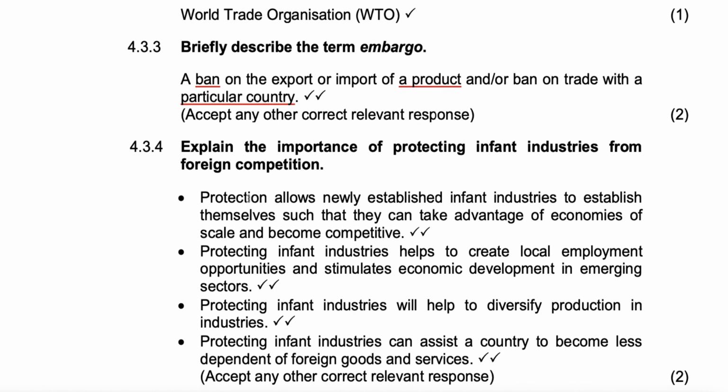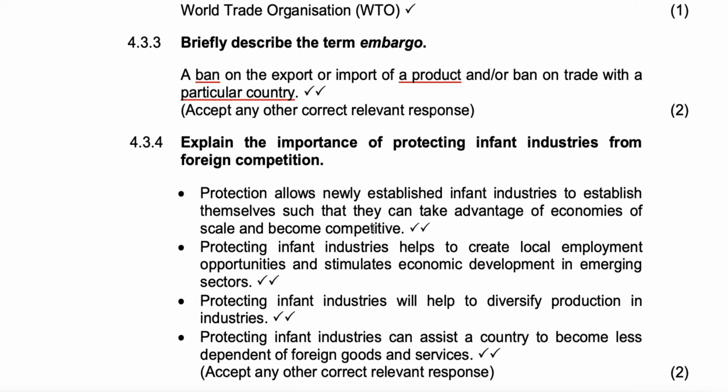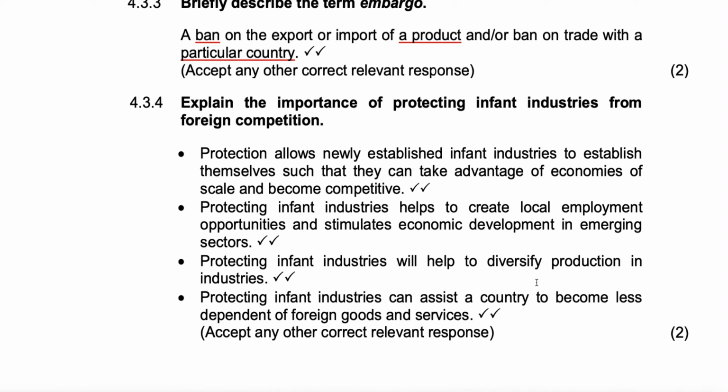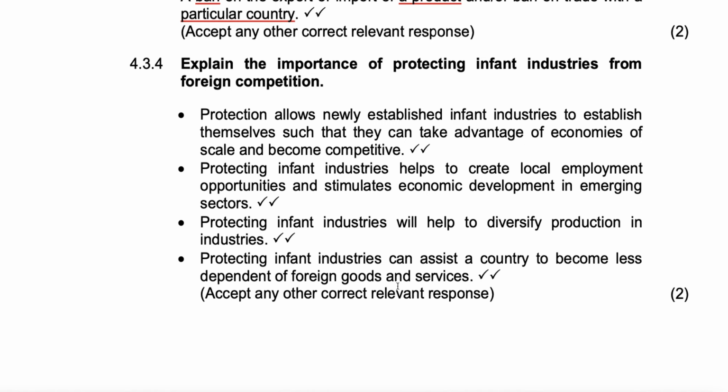Right, then explain the importance of protecting infant industries. Well, protection allows newly established industries or infant industries to establish themselves such that they can take advantage of economies of scale and become competitive in the future. Protecting infant industries helps create local employment, like I said, helps to diversify the production in our local industries, and can assist a country to become less dependent.